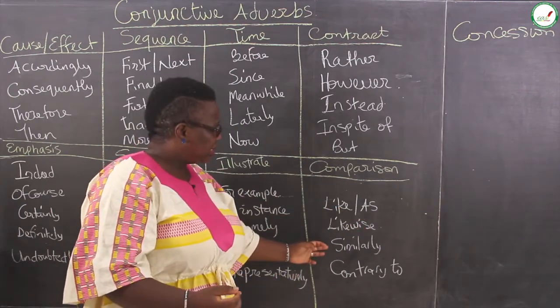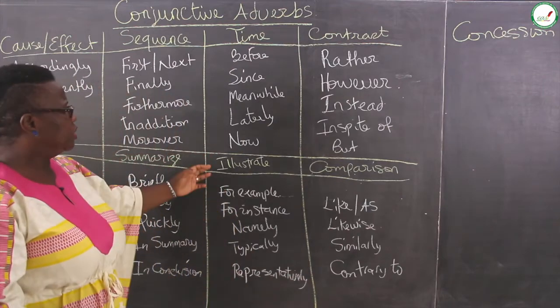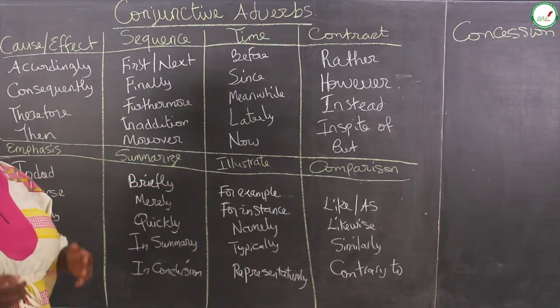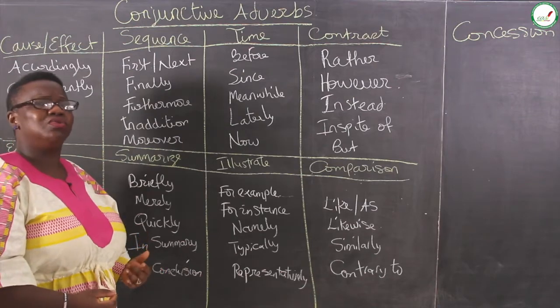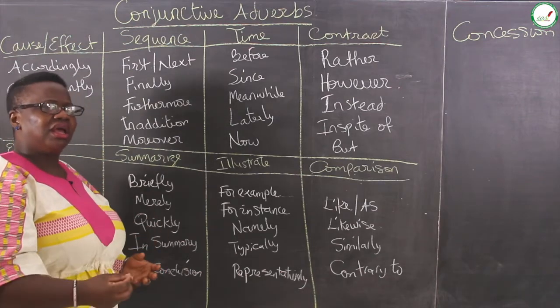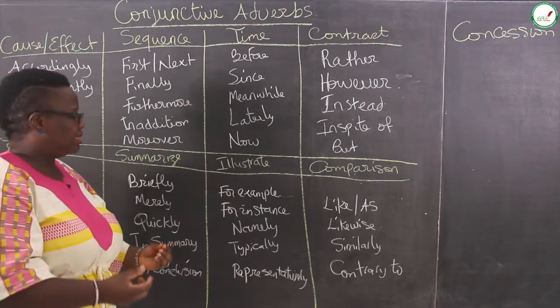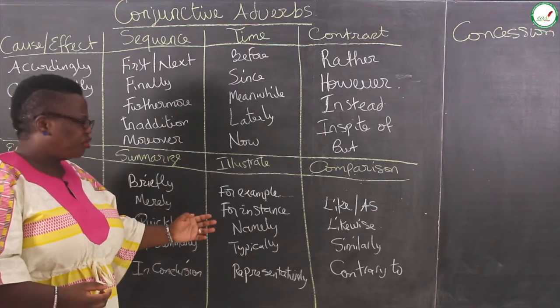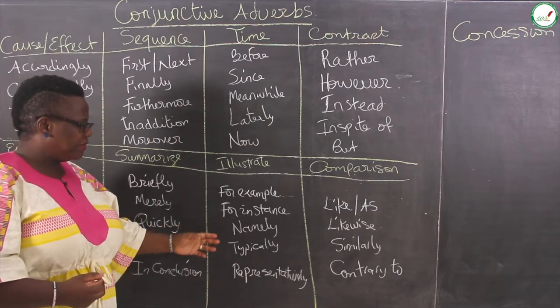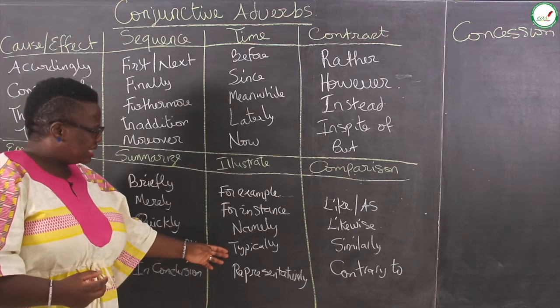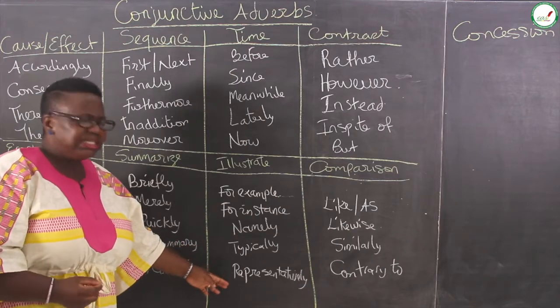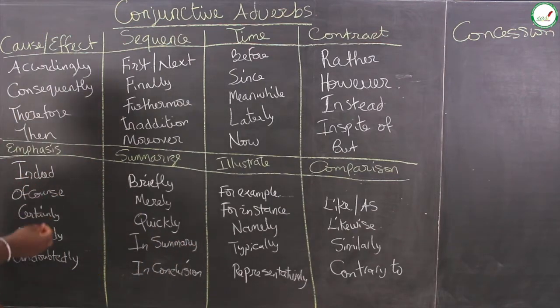likewise, similarly. To illustrate something, you want to tell somebody about something, you want to give an example in detail: for example, for instance, namely, just to name a few, typically, representatively. Please change your vocabs. It's important that you change your vocabs.